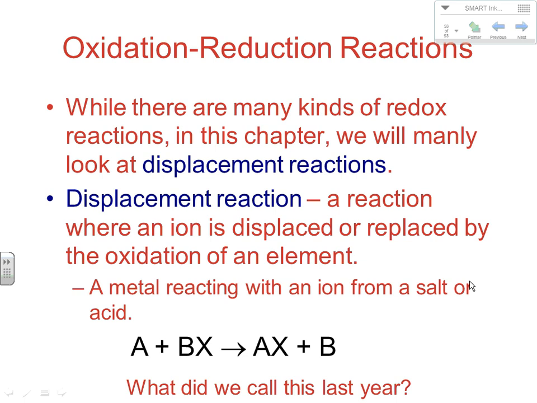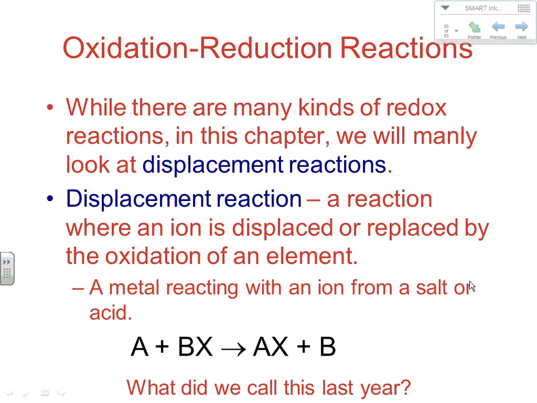We have a substance that used to be neutral and is now going to have a charge. So we've got a movement of electrons here. This is redox. So in this particular reaction, A is going to displace the B and kick it out. Now B's all alone. So this should look familiar.